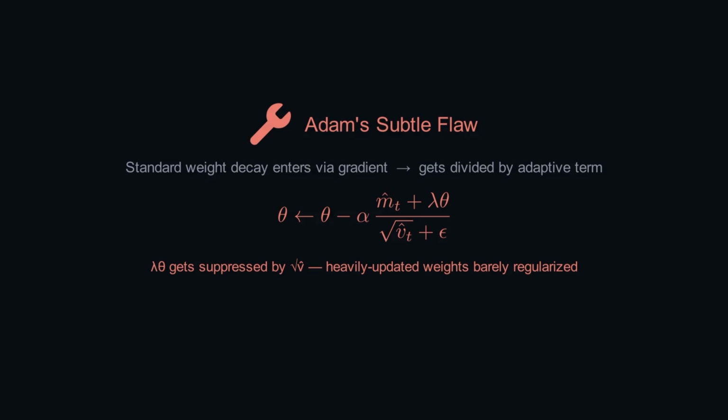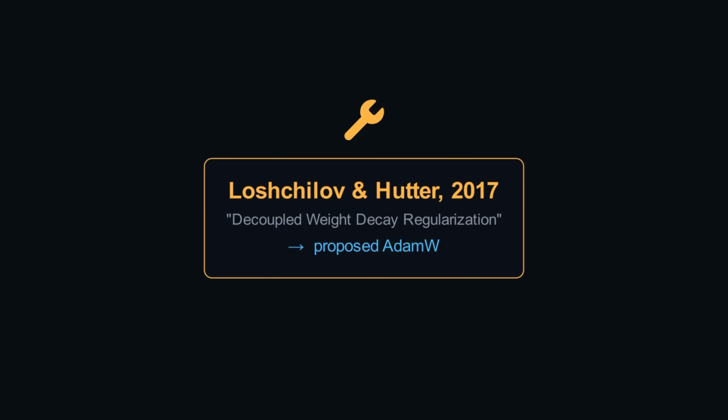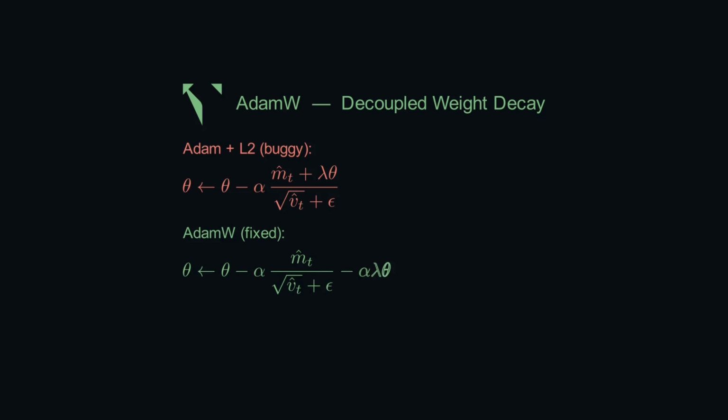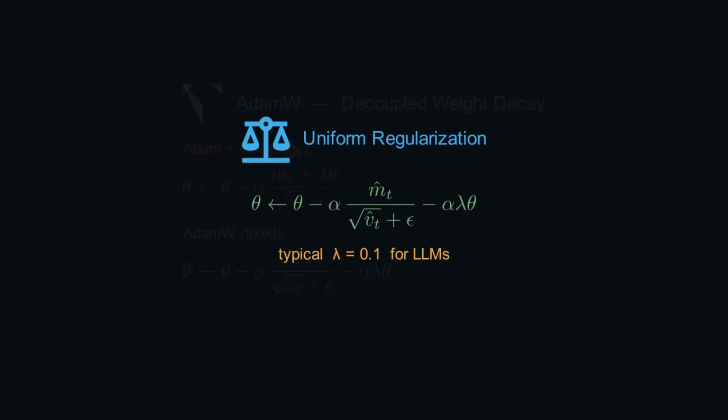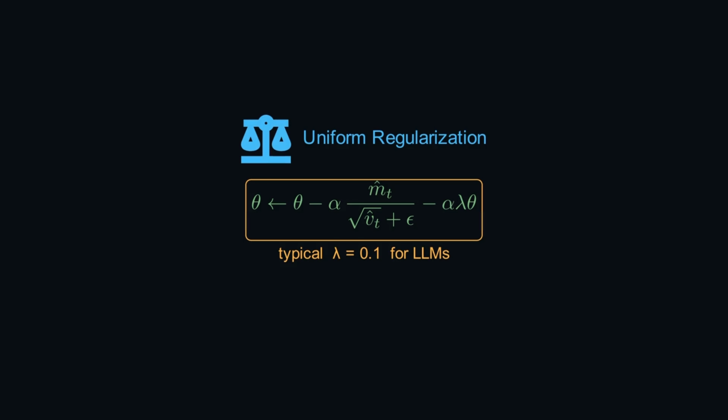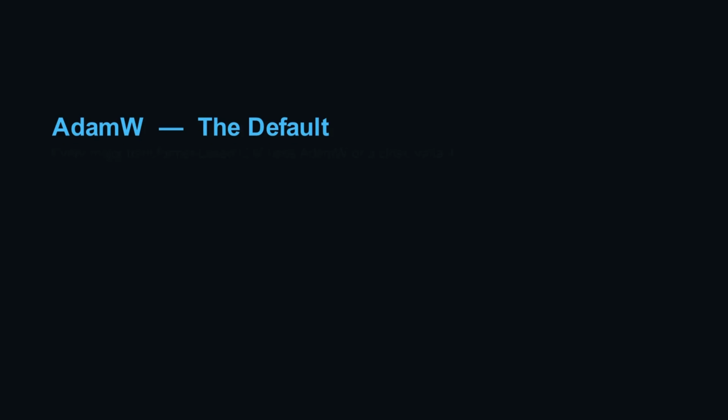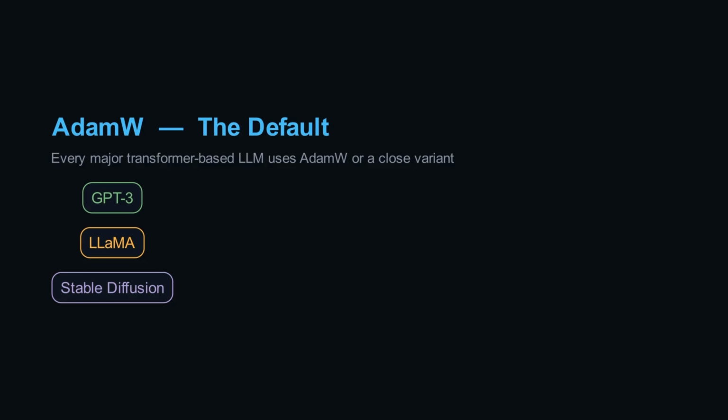Adam has a subtle flaw. Standard weight decay goes inside the gradient, so Adam divides it by the adaptive term and heavily updated weights get almost no regularization. Loshchilov and Hutter identified this bug in 2017 and proposed AdamW. The fix is to decouple weight decay, apply it directly to the weights after the adaptive step. That makes regularization uniform, with a typical decay of 0.1 for LLMs. AdamW is now the default for essentially every transformer-based LLM.